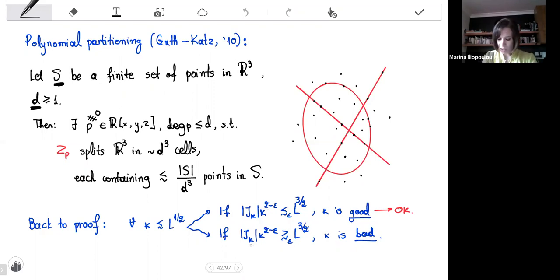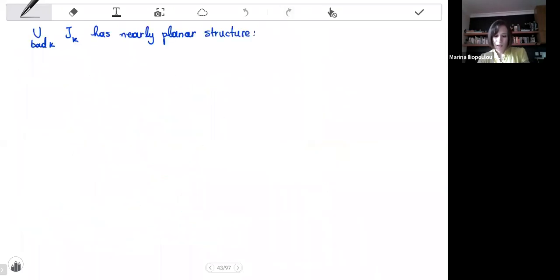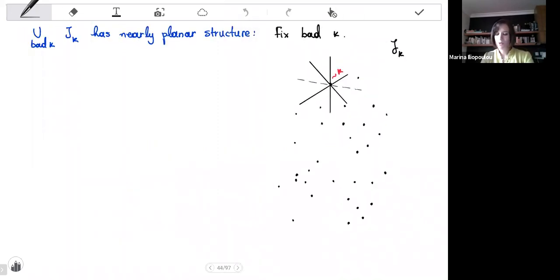The interesting cases are the bad ones, for which we can't expect exceptionally good estimates. So we focus on J_K for each such bad K. And we show that their union has nearly planar structure. It's not quite planar, but each J_K will have a large subset such that their union has planar structure. That is all that nearly planar means. So you can refine so that you get planar structure. Okay, and as we said, we focus on each J_K independently.